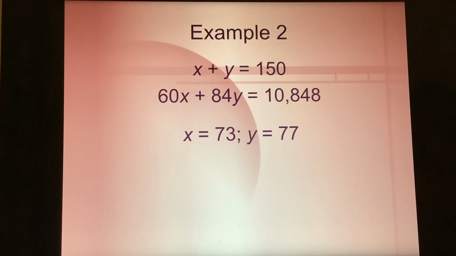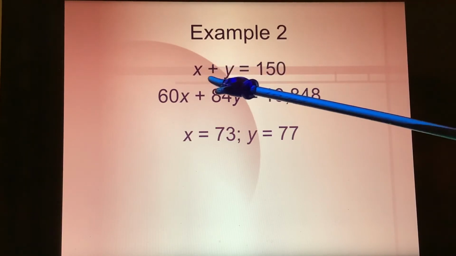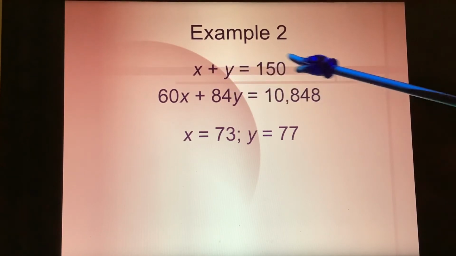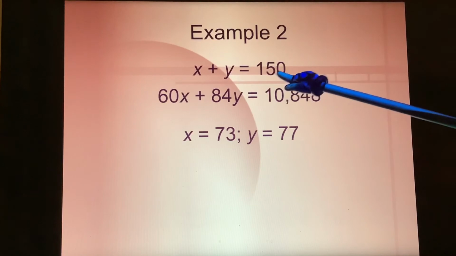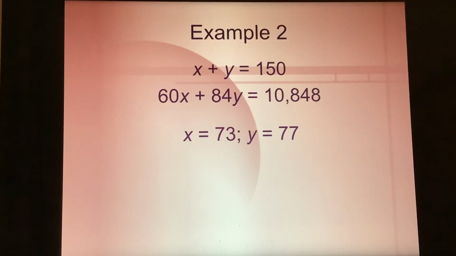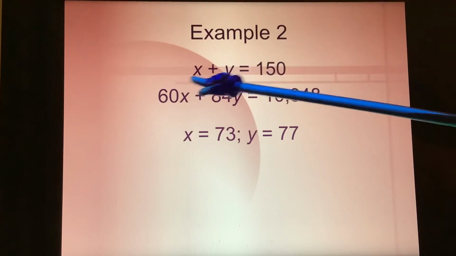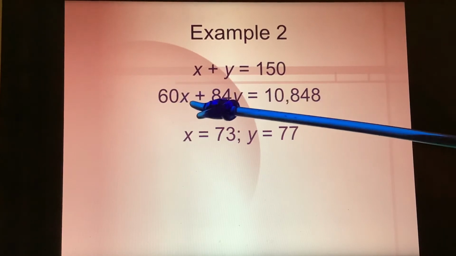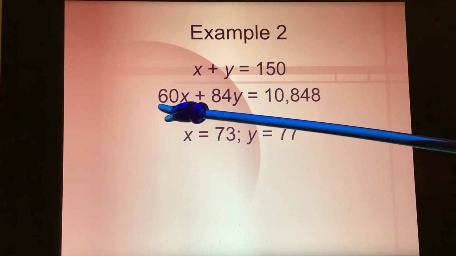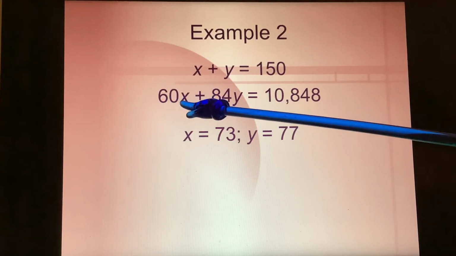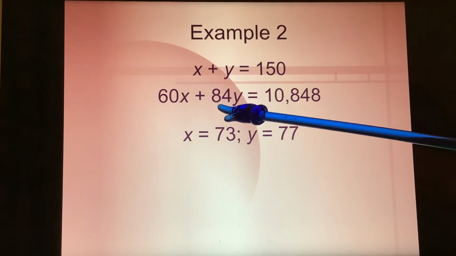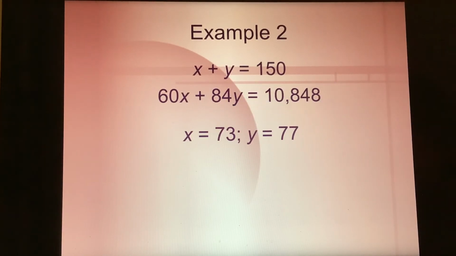Then, if you solve for x, you have to move the y over, subtract, so x is equal to 150 minus y. Then you plug that back in to your x right here. 150 minus y, that's your x, but you've got to use the distributive property, multiply 60 times 150, and then 60 times y, and you have plus 84y is equal to 10,848. Then you can solve for y.